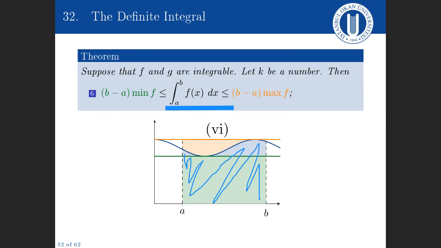The orange area, that's all of this area, height maximum of f and width b minus a. The theorem says this orange area is bigger than the blue area. And again, we can see that from the picture.